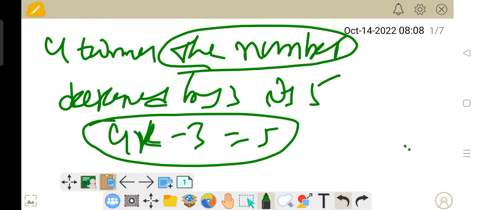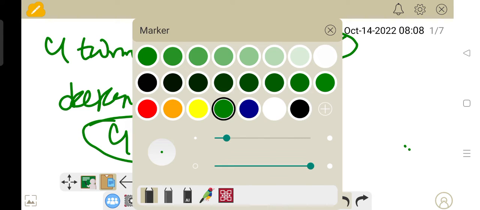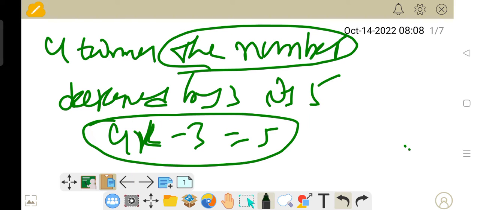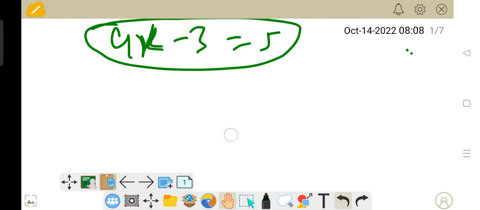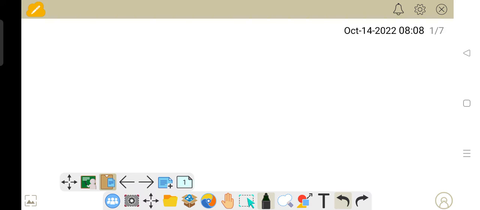And the next one is: the sum of 3 times of n and 7 is 13. Next one is the sum of 3 times of n.